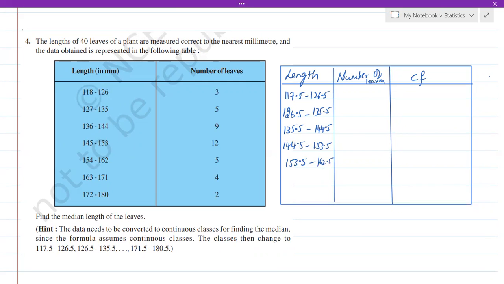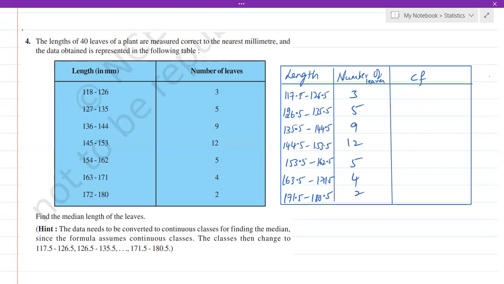Okay, if you observe now, the upper limit and the lower limit are matching. Upper limit and the lower limit are matching. Okay, this table is called the exclusive method. Okay, and 171.5, 180.5. So the frequencies are 3, 5, 9, 12, 5, 4, 2.